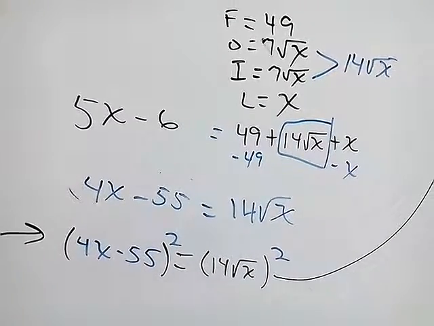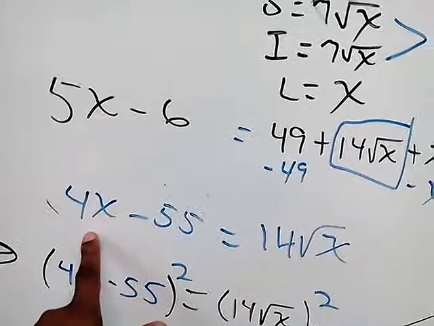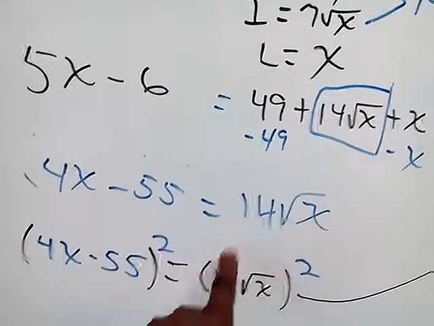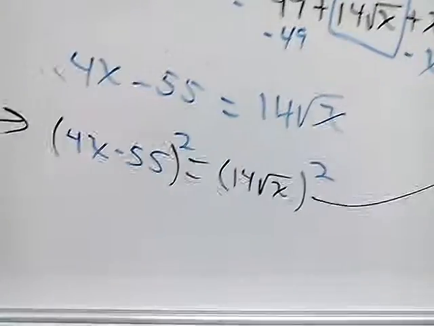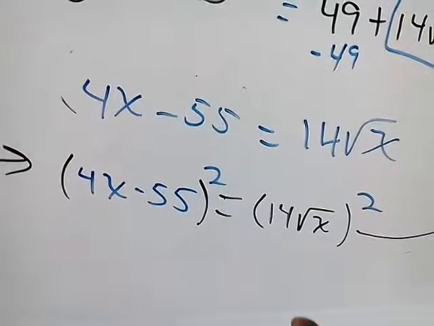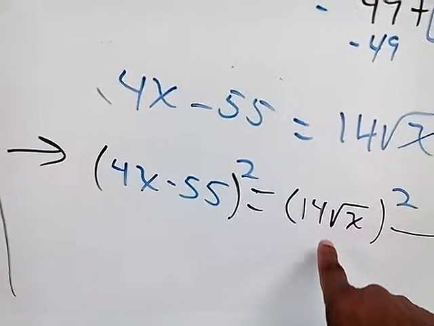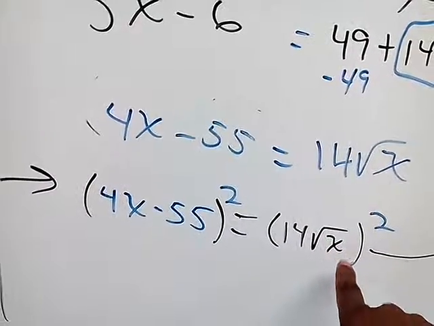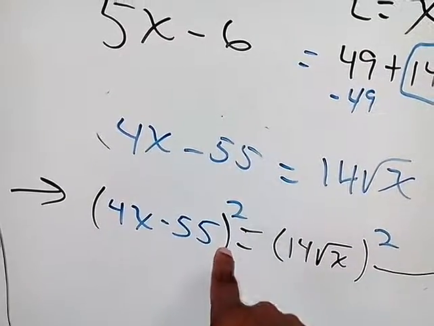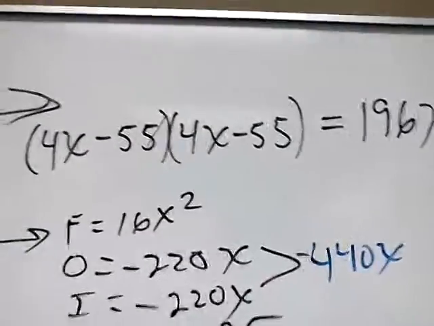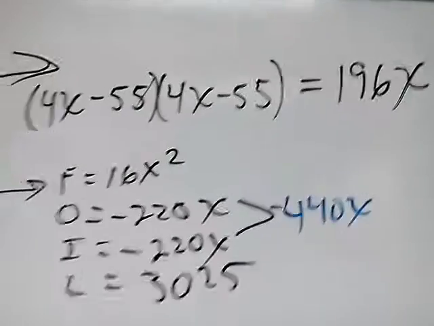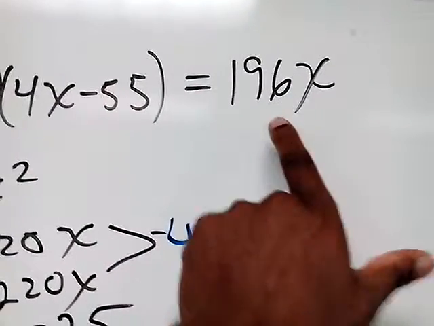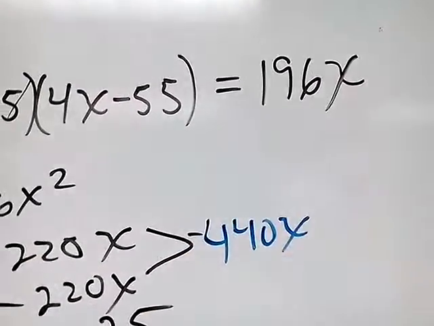We want to solve this. Well, 14 doesn't divide evenly into either 4x or 55, so we just leave it there. And in order for us to solve for x here, we can square both sides again. And we will use the FOIL method again there. 14 square root of x squared gives us 196x.